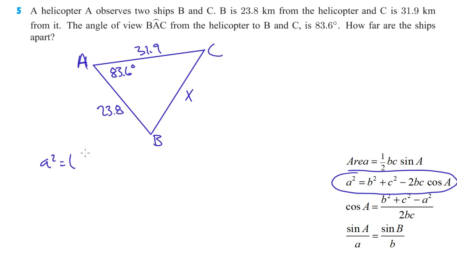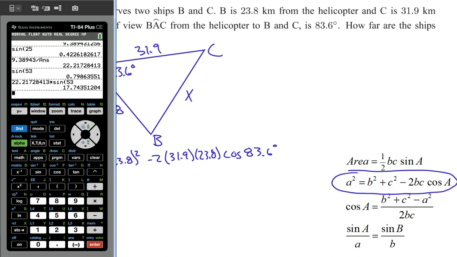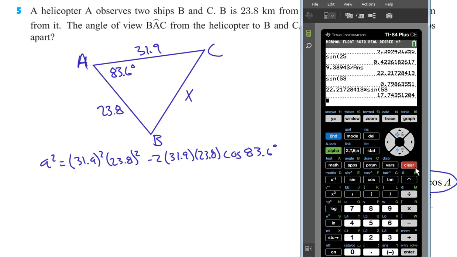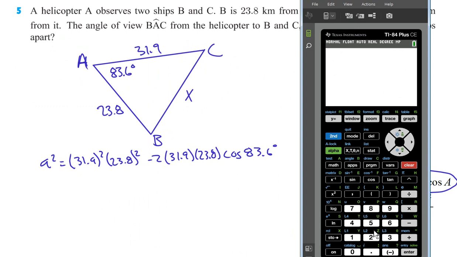So B is 31.9, and then C is 23.8 minus 2 times 31.9 times 23.8 times the cosine of that included angle, which is 83.6. Okay, I know that's a lot of stuff to put in there, but that's all right. We can do it.